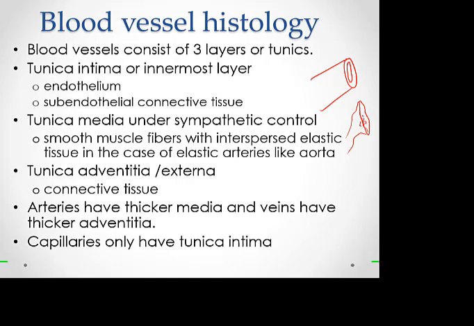Oxygen from the arterial end of the capillary goes to tissues. Carbon dioxide from the tissues goes into the venous end of the capillaries. So they only have tunica intima, which means they only have endothelium and a little bit of subendothelial connective tissue.